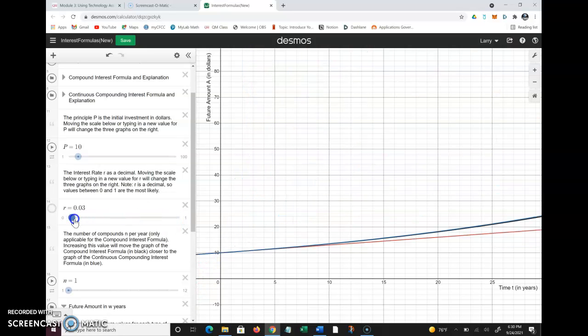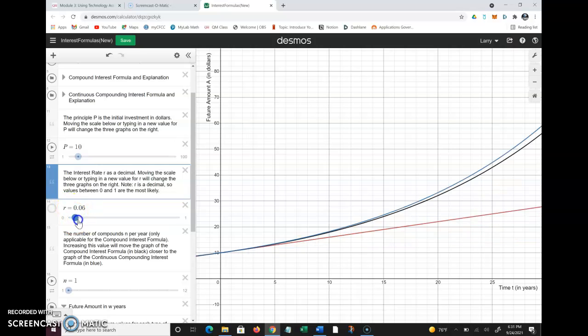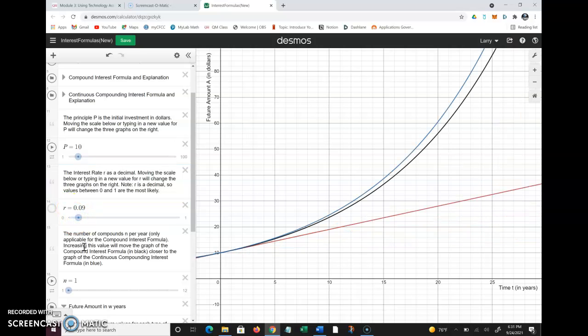Interest is a decimal, so it only makes sense between 0 and 1. So again, I've limited my R value to that. But again, you can type over that with anything you want. And then lastly are the compounds. Number of compounds per year.